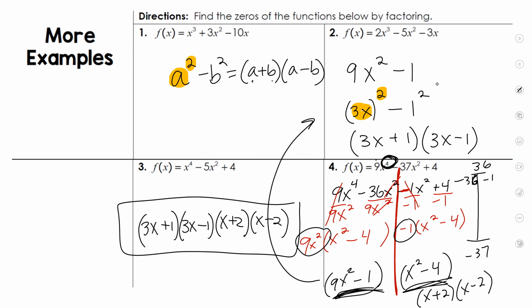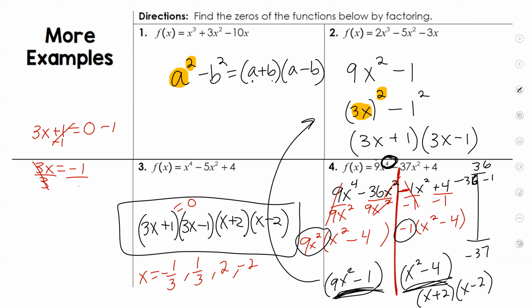So guys, let's go ahead and solve for the solutions. We're going to set this equal to 0 and solve. So it'll be negative 1/3, positive 1/3, 2, and negative 2. And put those in order. The reason why I got this, 3x plus 1, if you set it equal to 0, you subtract 1. So you get 3x equals negative 1, and then you divide by 3. So that's one of your zeros. Then you set this one equal to 0, solve. That's one of your solutions.